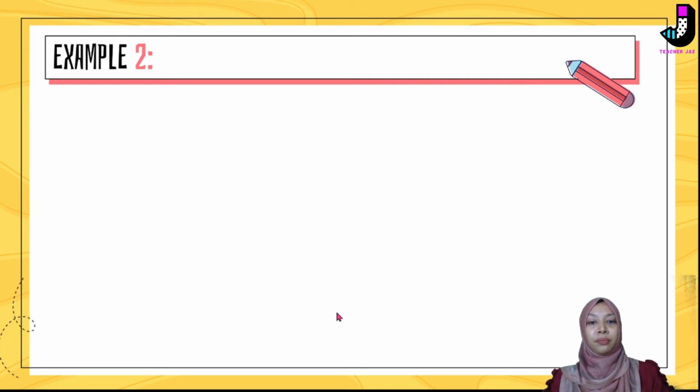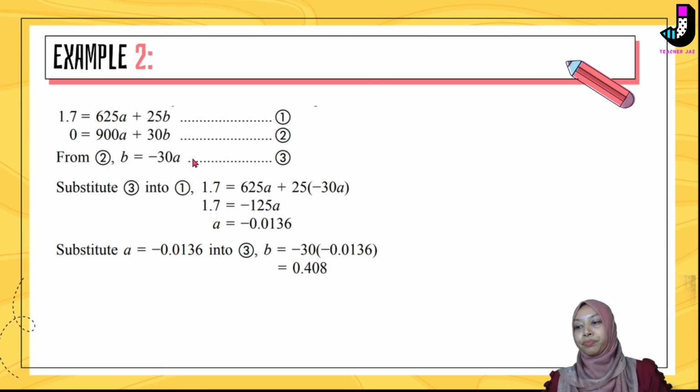Okay, and then you will get a simultaneous linear equation. This one I don't want to really explain because you already learned it in Form 1, the topic of linear equations, by using elimination or substitution. Using substitution, you will get a equals to negative 0.0136, and after you got the value of a, you can substitute it into any equation here, then you will get b.